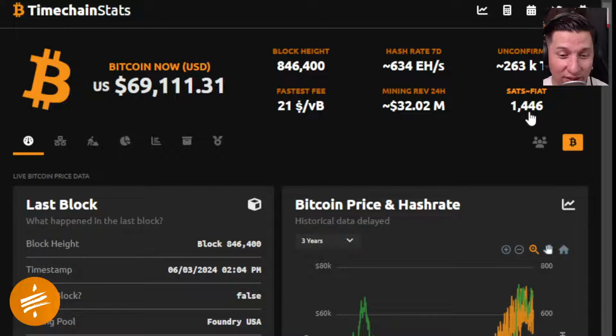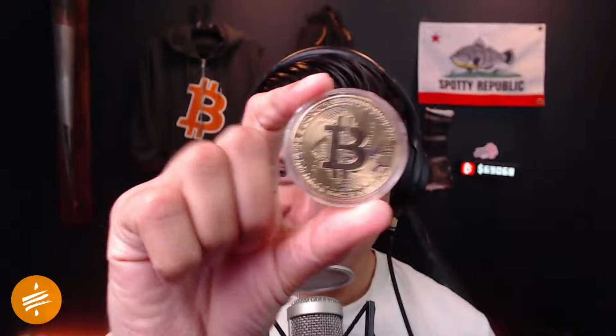What is a Satoshi? A Satoshi is a fraction of a Bitcoin. A Bitcoin is made up of 100 million Satoshis, just like a dollar is made up of 100 pennies. If you can save up 100 pennies, you have a dollar. If you can save up 100 million Satoshis, you have a Bitcoin. Yay! Now, this is not a real Bitcoin. This is fake. It's just a representation of a Bitcoin. Don't go to Amazon and buy a $69,000 prop.